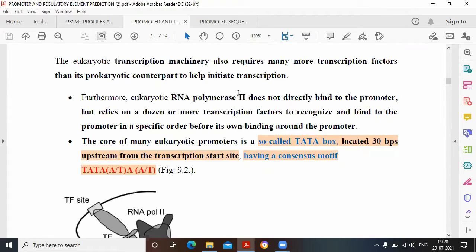So for binding also, it requires a lot of transcription factors. To continue the transcription, the RNA polymerase II eukaryotic system requires a lot of specific factors, and these factors work sequentially, and that way RNA polymerase will be functional.